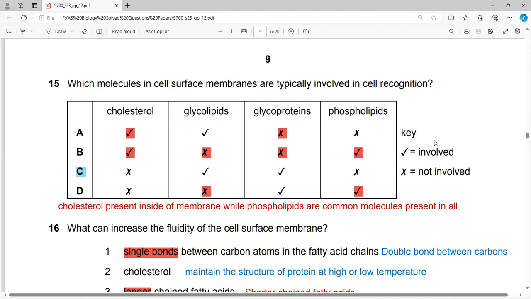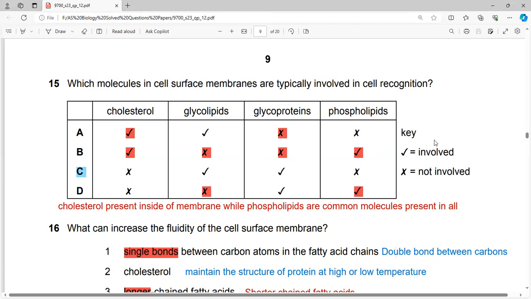Which molecules in the cell surface membrane are typically involved in cell recognition? Cell recognition means any molecule which is present on the surface of the cell surface membrane. For example, carbohydrates linking with lipids produce glycolipids. When carbohydrates bind with the protein on the surface of the membrane, they produce glycoproteins. What about the molecules which are embedded inside the plasma membrane? They're not involved in recognition of the cell.